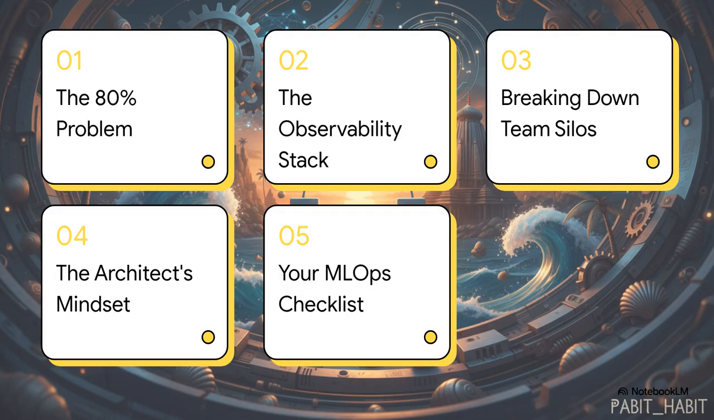First, we'll tackle this massive problem that's tanking most AI projects. Then, we'll dive right into the tech stack that helps you solve it. After that, we've got to talk about the human side of things, zoom out to the architect's mindset, and then wrap it all up with a super practical checklist you can use right away.